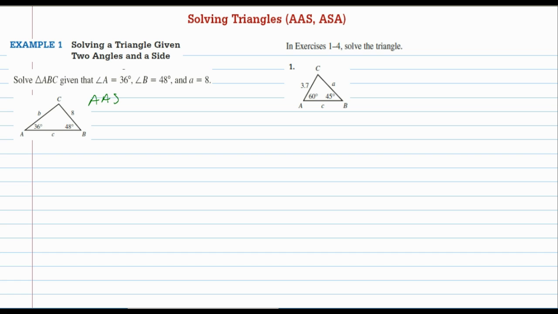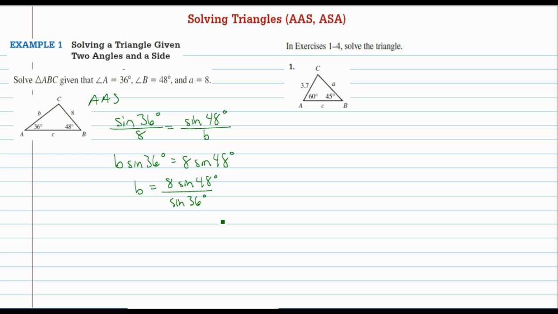So we can set up the ratio of the sine of an angle and its opposite side, because we know that. So the sine of 36 degrees divided by 8 is going to equal the sine of 48 degrees, which is angle B, over side B. So now all I have to do is cross multiply, and B is going to be 8 times the sine of 48 degrees divided by the sine of 36 degrees.